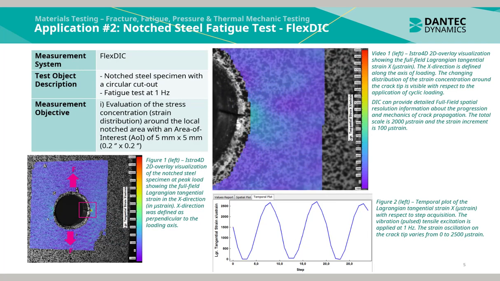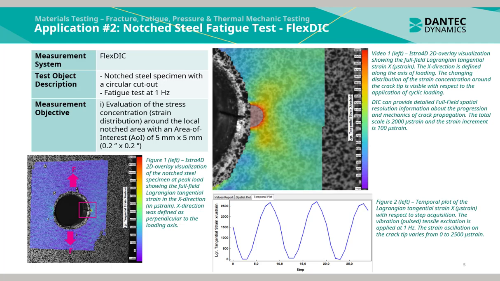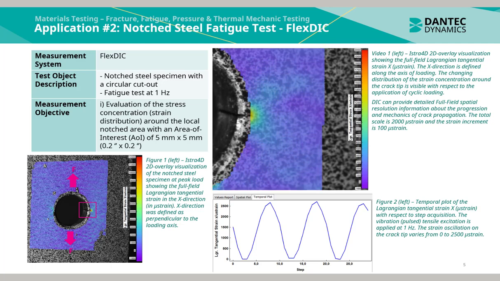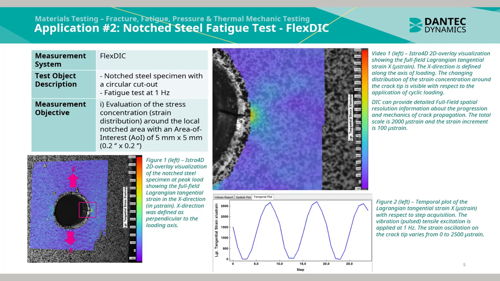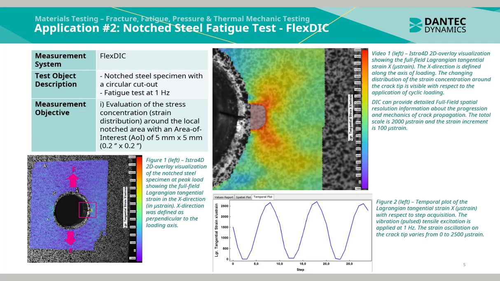Application 2 is a notched steel fatigue test measured using the FlexDIC system. The notched steel specimen has a circular cutout, along which a notch is created on the side. The fatigue test is performed at 1 Hz.